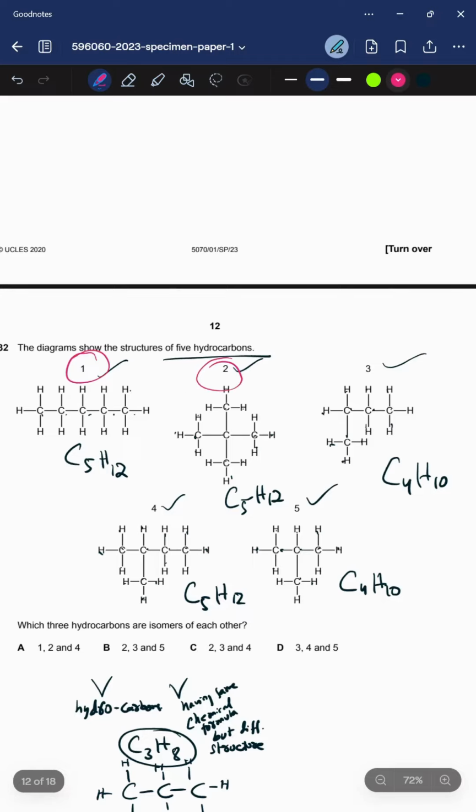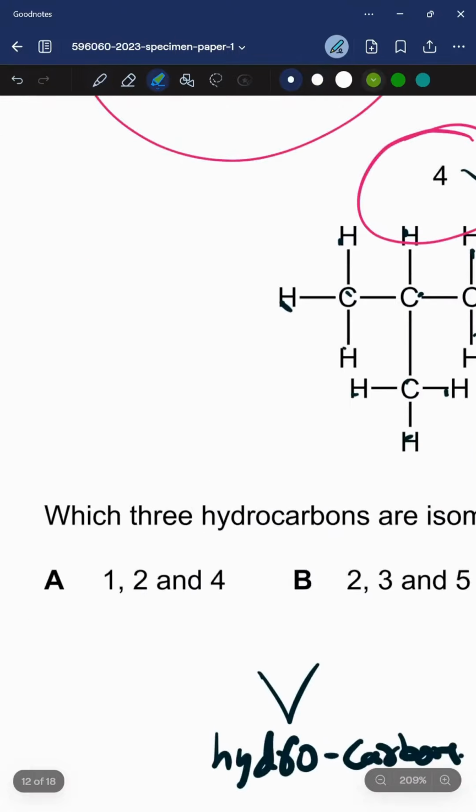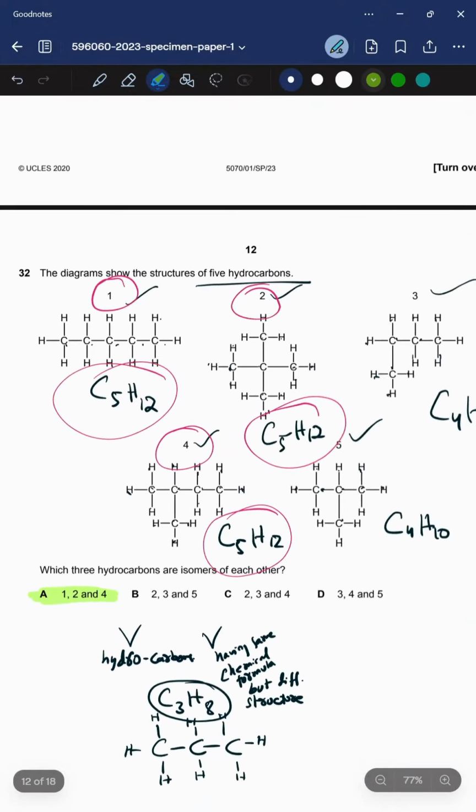So clearly, hydrocarbon 1, hydrocarbon 2, and hydrocarbon 4 all have the same chemical formula, C5H12, C5H12, and C5H12, but their structures are different, right? So they are isomers of each other. So we can go with option A, which suggests that 1, 2, and 4 are the isomers of each other.